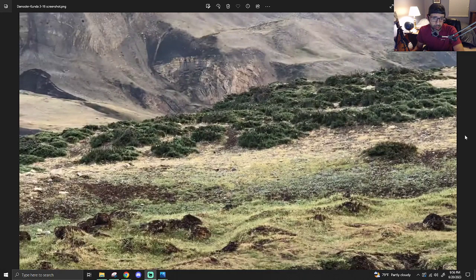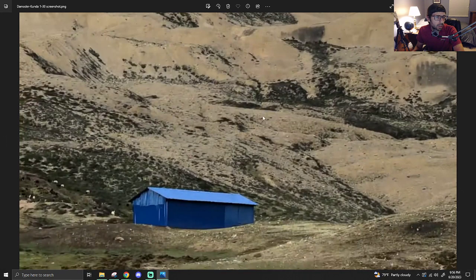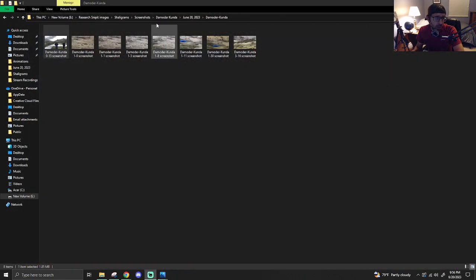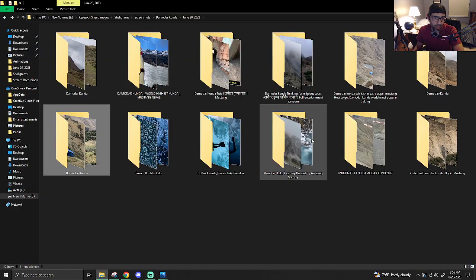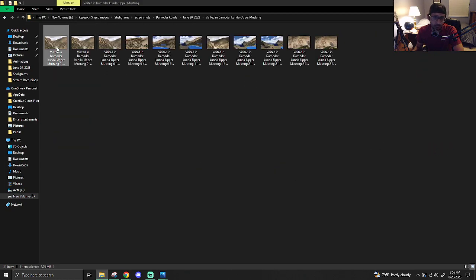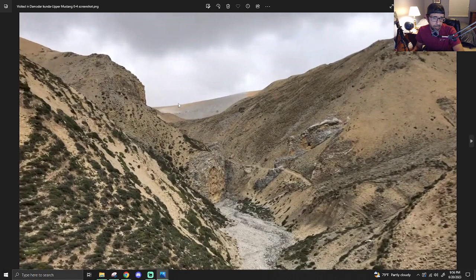I'm not sure where that is. It must be in the valley where Damodar Kund is. Not completely sure if that's even so. Okay, 2 more. This one I took a lot of pictures. Let's see how many's in this one. Okay, let's do this one and then that one. Okay.